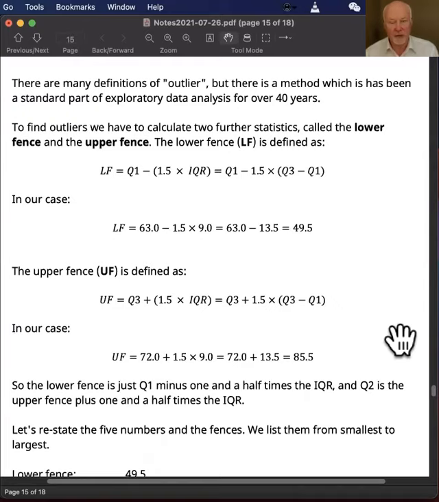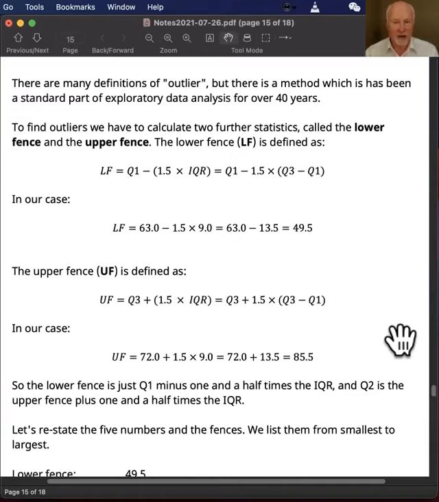To identify outliers, we have to calculate two further statistics called the lower fence and the upper fence. This is the only thing we use the lower fence and the upper fence for. They're just to identify outliers. To calculate the lower fence, we first calculate the interquartile range. I hope you recall that is Q3 minus Q1. That's the middle half of the sorted data.